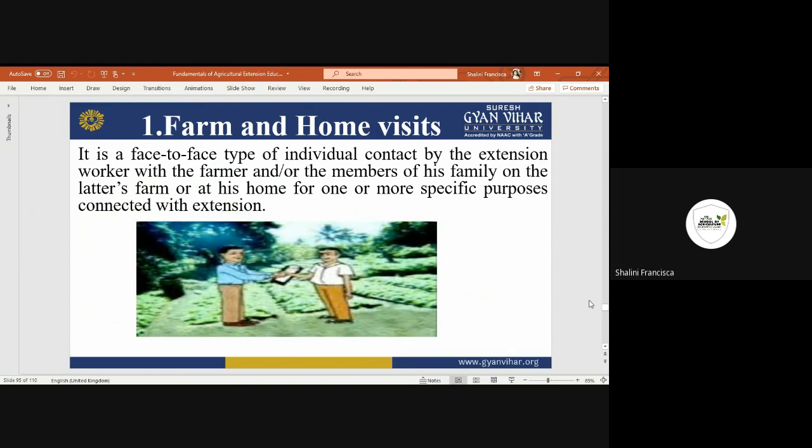The farm and home visit is a face-to-face type of individual contact by the extension worker with the farmer and or a member of his family on the farm or at his home for one or more specific purposes connected with the extension. So if an extension worker is going to the village to understand the basic and local needs of the farmer, he or she should have individual contact with the farmer.